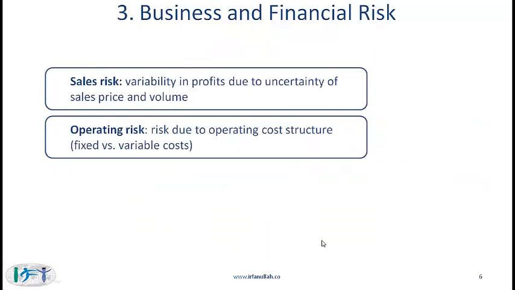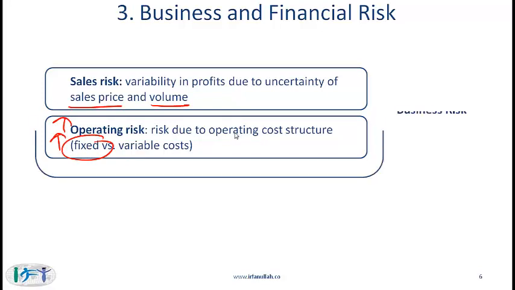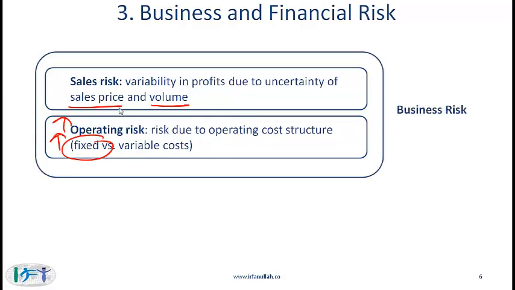Coming now to business risk and financial risk. Within business risk, we have sales risk and operating risk. Sales risk deals with the variability in profits due to uncertainty of sales price and volume. Operating risk is the risk due to the operating cost structure. If a company has high fixed costs, then we say that the operating risk is high. As I just mentioned, sales risk and operating risk collectively are referred to as business risk.